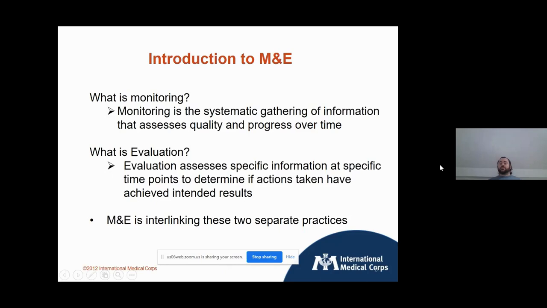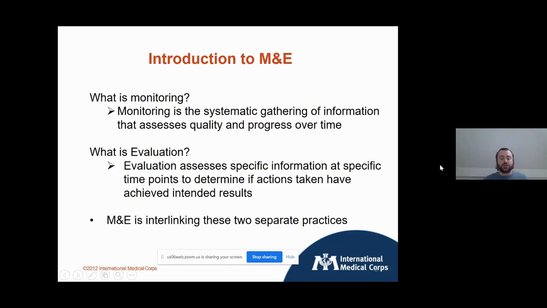interventions, and for projects. Evaluation assesses this specific information at specific time points to determine if actions taken have achieved the intended results, with a look towards if we have achieved what we want to achieve, if we're on track to achieve it, and also if we need to make changes to what we're doing to help us to better achieve our intended goals.